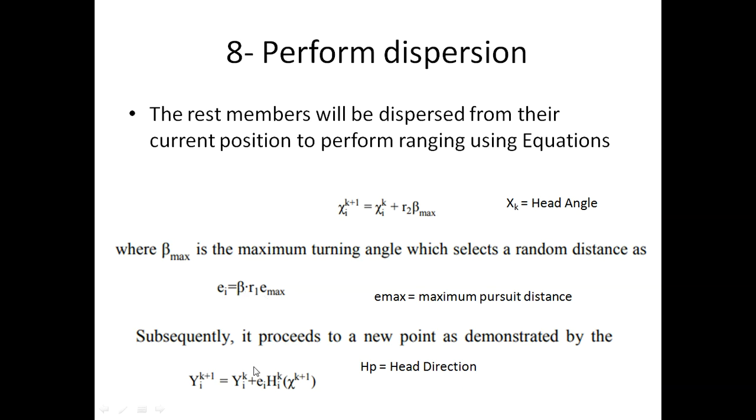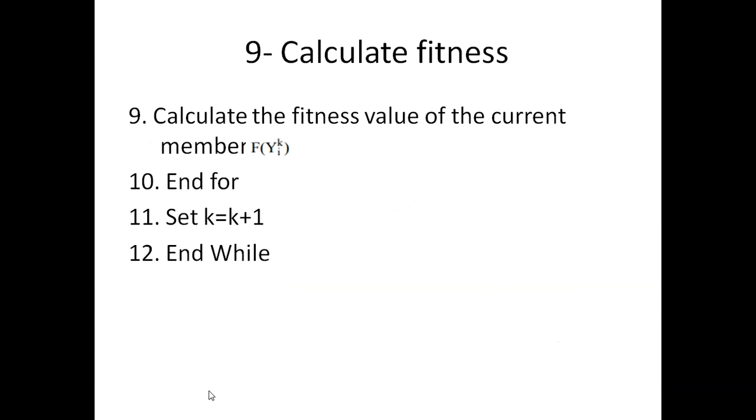We calculate this EI, and it will be multiplied with the head direction of that member, using xk+1, the current head angle plus R2 beta max. This is the current head angle, and it will be multiplied with this, and we find a new point for any specific member. I represents all members. If we have 10 members, it will be performed for the 10 members, and so on. So all the members will be dispersed to a new position, and the same process will be repeated again.